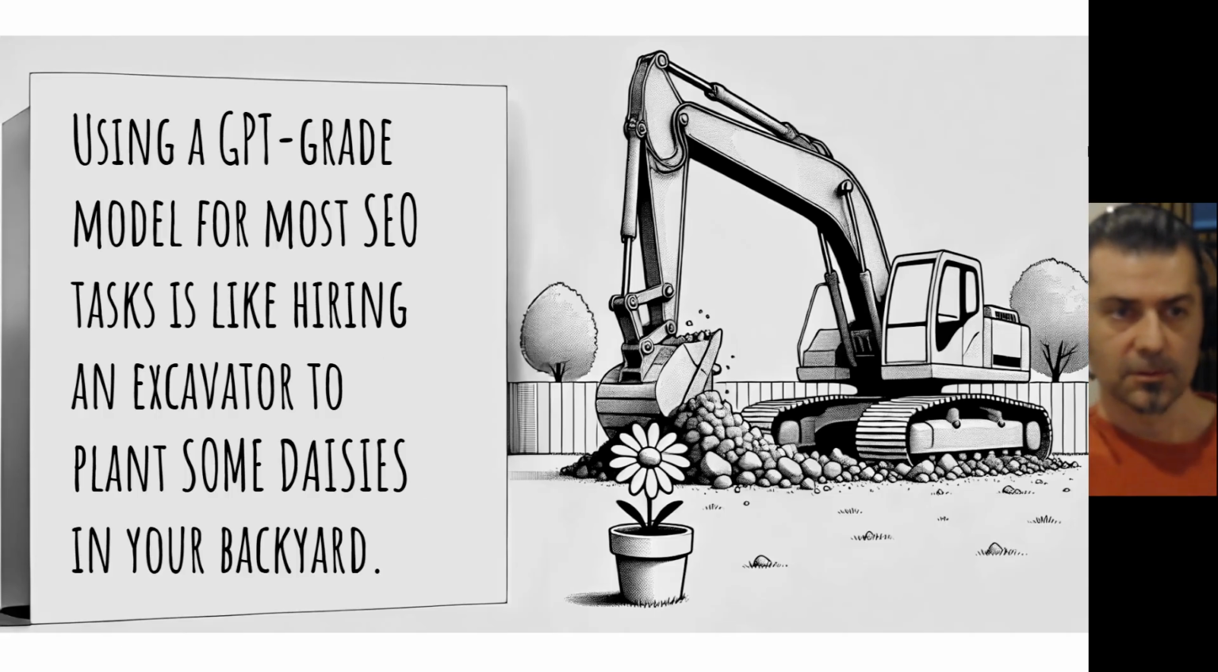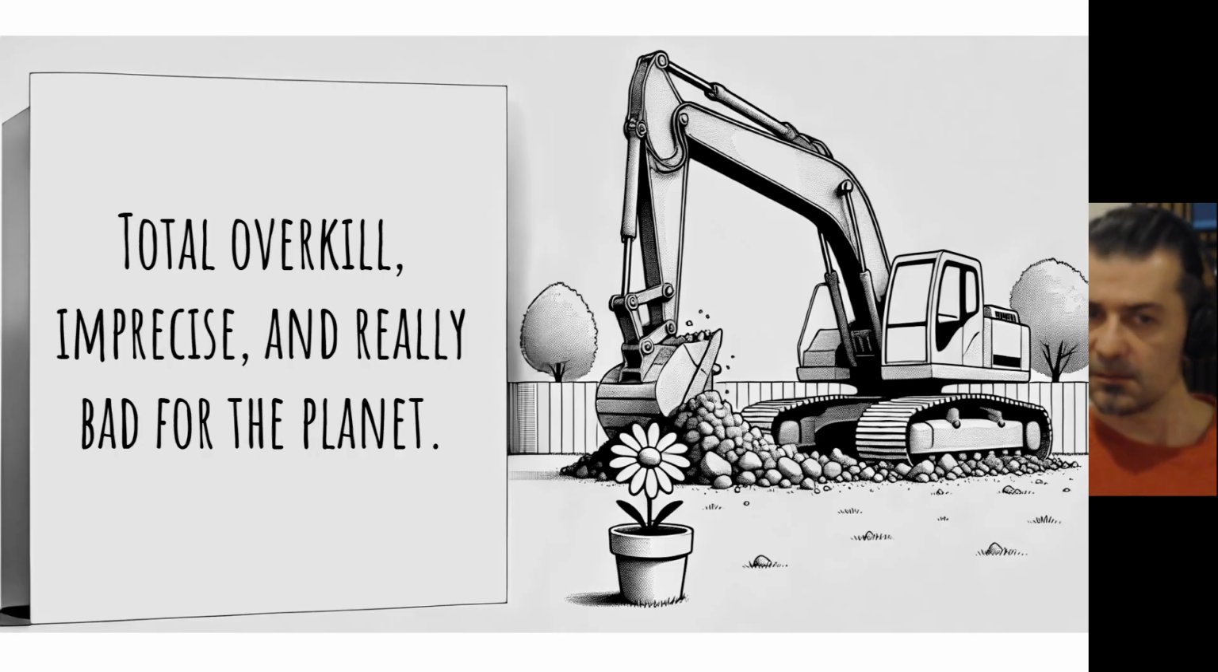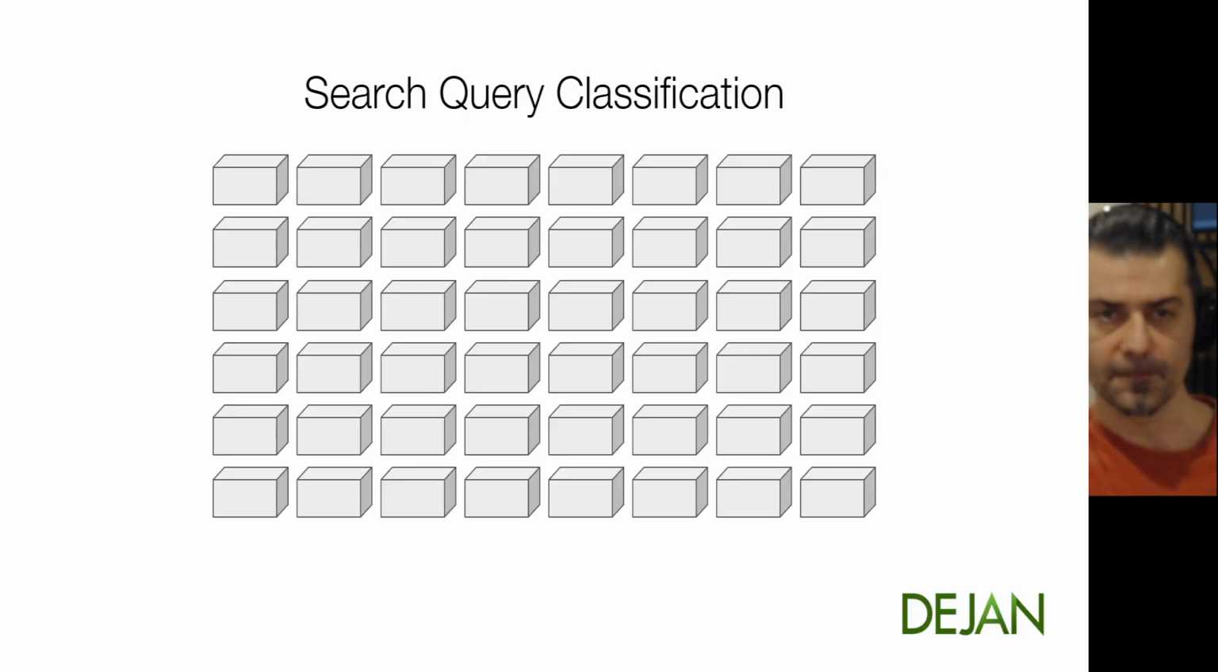First of all, how we think about the use of these very large models is pretty much like this. You don't need an excavator to repot some daisies in your backyard, and for most SEO tasks you don't need to use very large, expensive and earth-polluting models. One such example is search query classification.